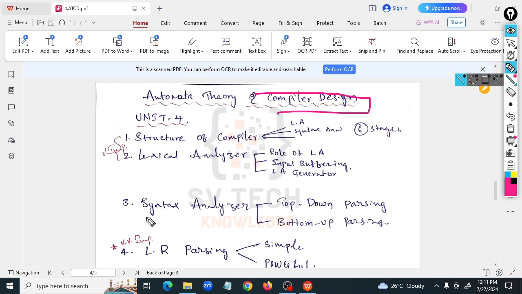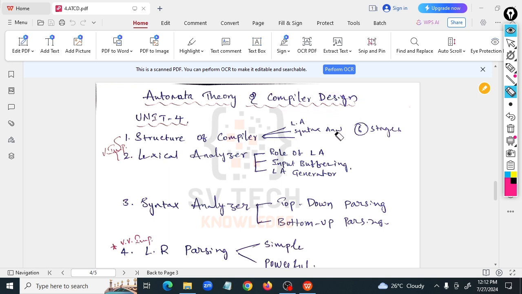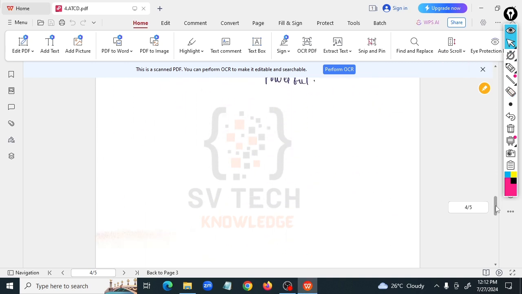Coming to the third question, syntax analyzer. In syntax analyzer, we have two types of parsing: top down and bottom up, very important. Next one, LR parsing. In LR parsing, we have two things: simple and powerful. Also you have to see the first two questions and the fourth question. From the first two questions you will get 10 marks, and from the fourth question you will easily get 10 marks. So don't miss questions 1, 2 and 4 from the fourth unit of compiler design.